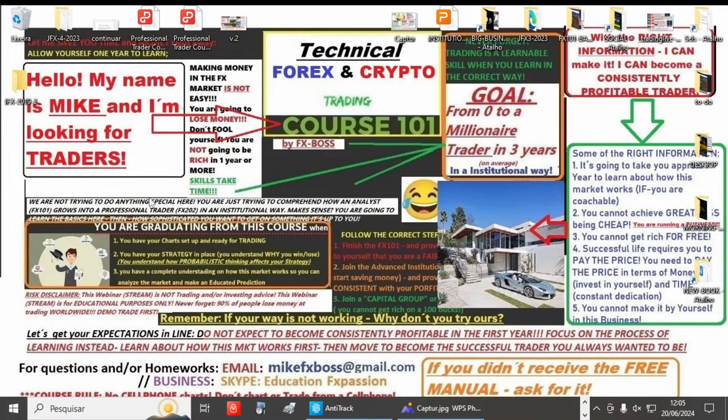And also don't forget, everybody, you are going to graduate from this course when, number one, you have your chart set up and ready for trading. Number two, you have a strategy in place. You understand how probabilistic thinking works. And number three, you have a complete understanding of how this market works, so you can analyze the market and make an educated prediction.